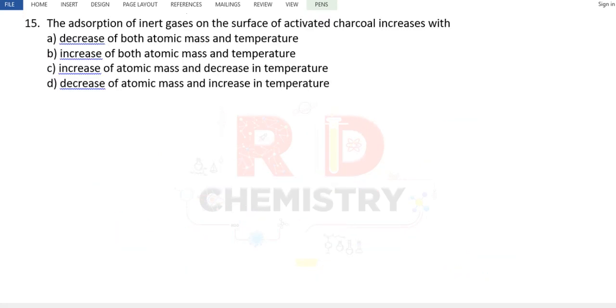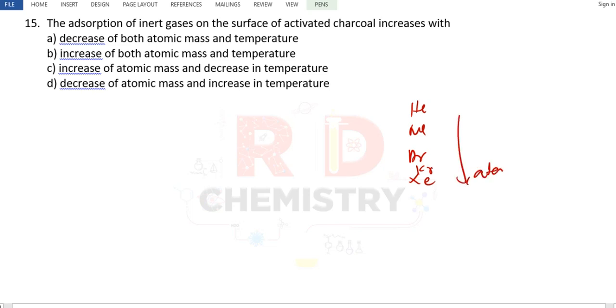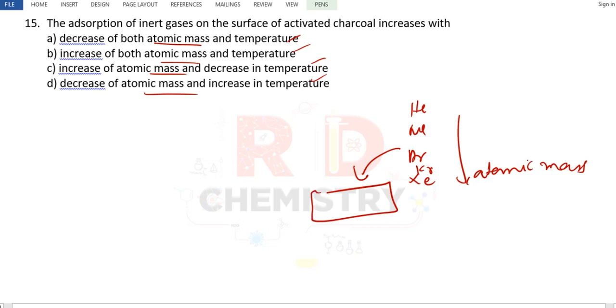Question number 15. The adsorption of inert gases on the surface of activated charcoal. Inert gases are helium, neon, argon, krypton and xenon. Down the group, atomic mass increases. Atomic mass is given everywhere here, and temperature is also given. Generally, helium, neon, argon, krypton should be adsorbed on the charcoal.